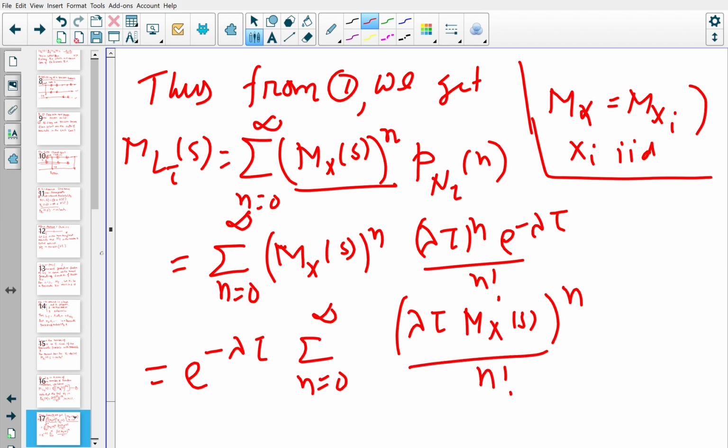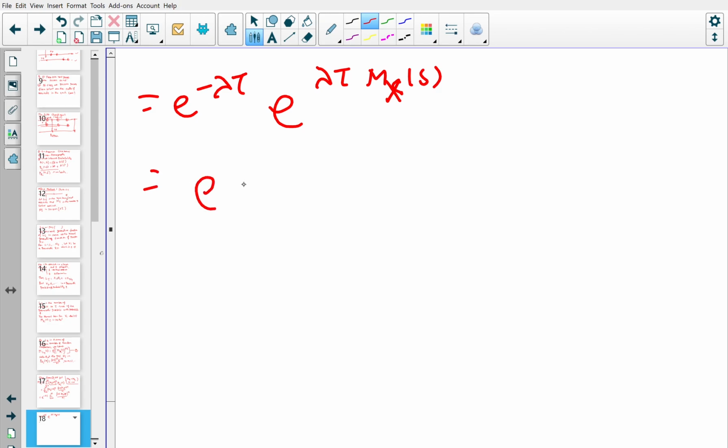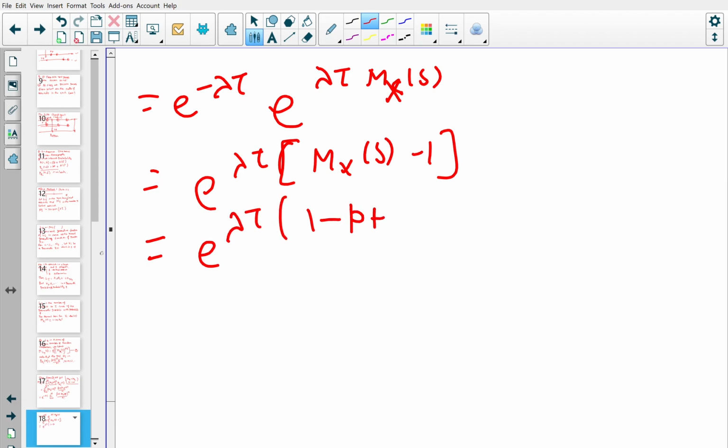Clear? Now it is also an exponential series, you can easily find out, and thus it is nothing but e power minus lambda tau into exponential e power lambda tau mx of s, right? And thus you can write e power lambda tau times mx of s minus 1, and now we put the value of mxs. This is already known, so this is 1 minus p plus p e power s. Now minus 1 plus 1 get cancelled, and then take p outside, so it becomes lambda tau p into e power s minus 1, right?